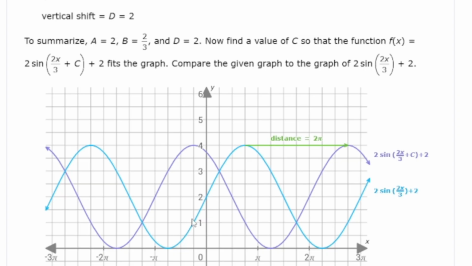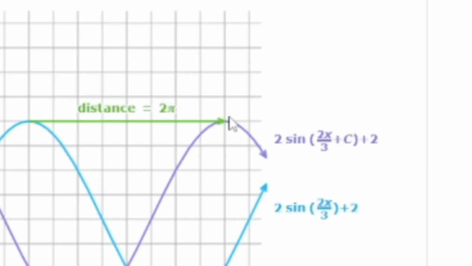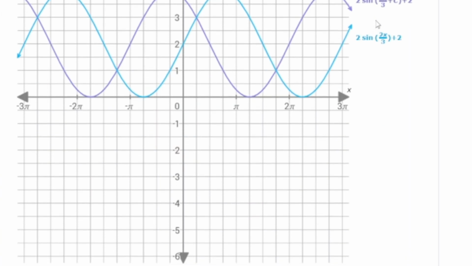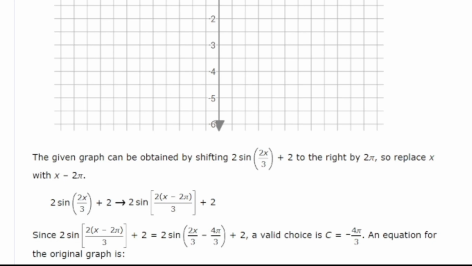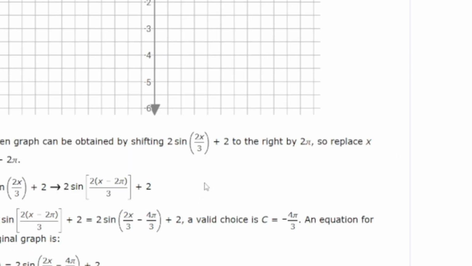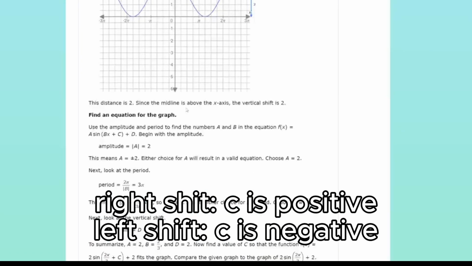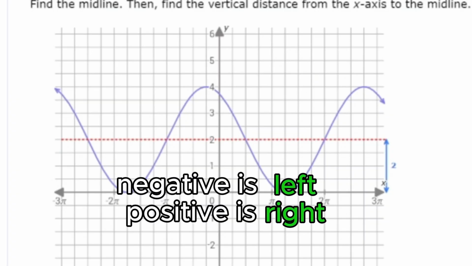And basically, you draw it by hand, kind of. It takes time, I know, it's painful. And from this part to the purple part, so 2 waves, you find the distance, which is 2 pi. And then in your equation, you kind of have to plug in the 2 pi. So here's dividing by 3, plug in the 2 pi, do the math, get 4 pi divided by 3. So yeah, instead of negative, it would be positive. So basically, negative is left, positive is right.